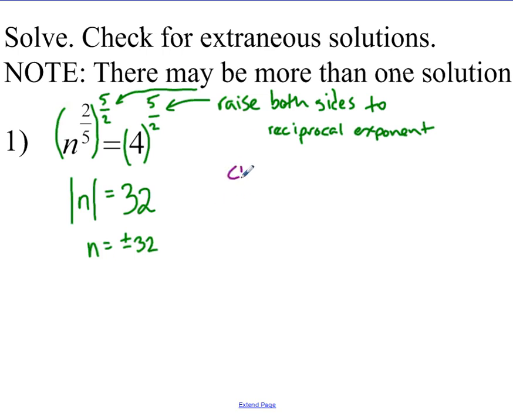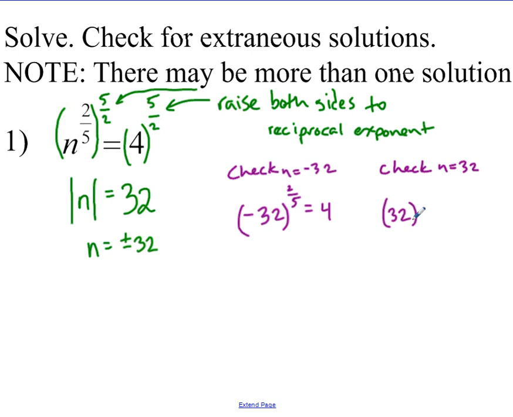So we'll do our checks. We'll check n equals negative 32, and we'll check n equals 32, just by subbing in. So we go negative 32 in parentheses raised to the 2/5 power. We want to see if that works out to be 4. And the same thing over here, 32 raised to the 2/5 power, and see if that equals 4. Just pop that in your calculator. Sure enough, 4 equals 4 there. 4 equals 4 there. Okay?